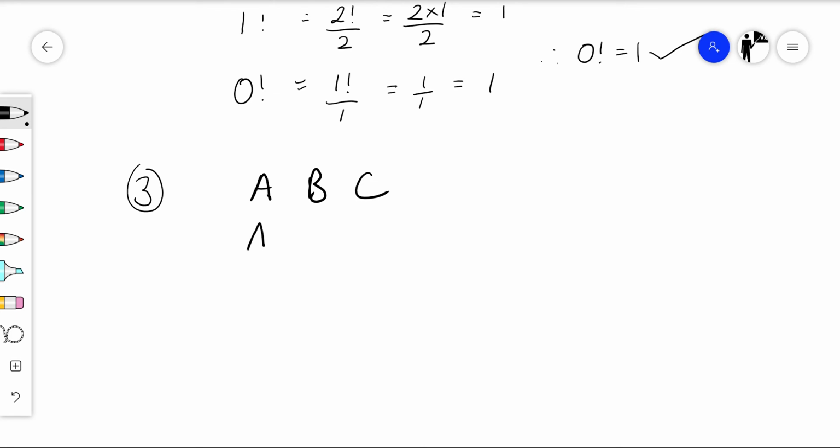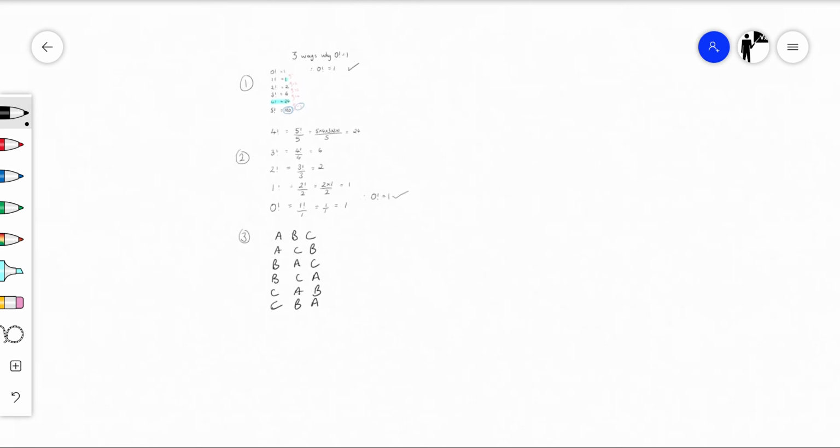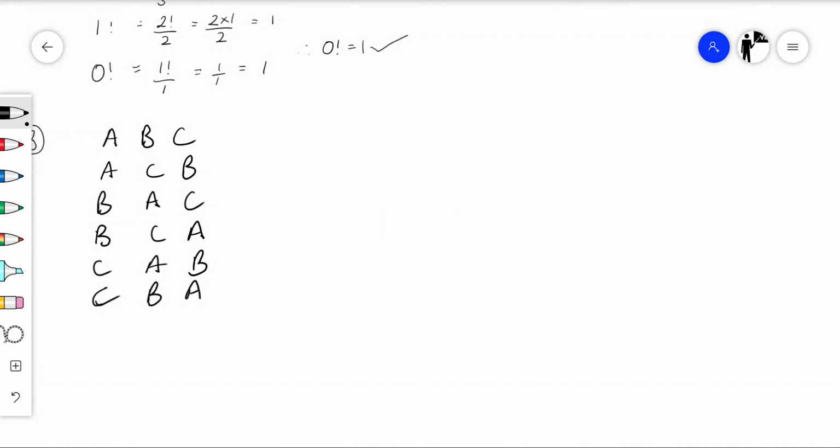We could get A, B, C, A, C, B, B, A, C, B, C, A, C, A, B, C, B, A. Okay. So that is if we had 3 letters. What if we had 2 letters? We've got AB or BA.